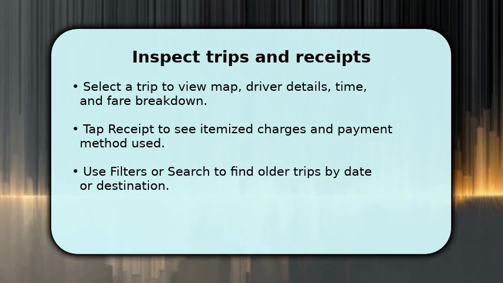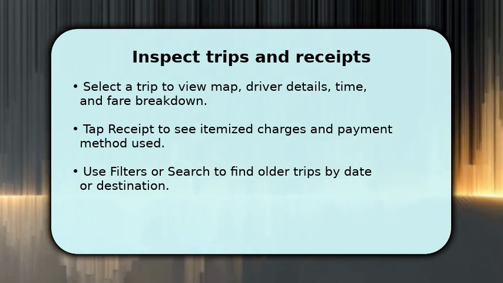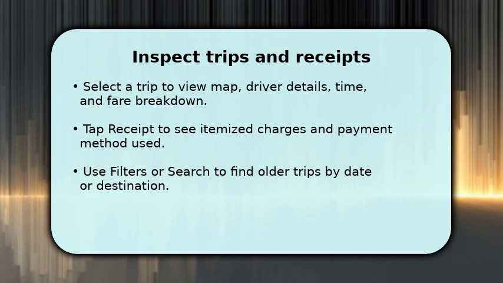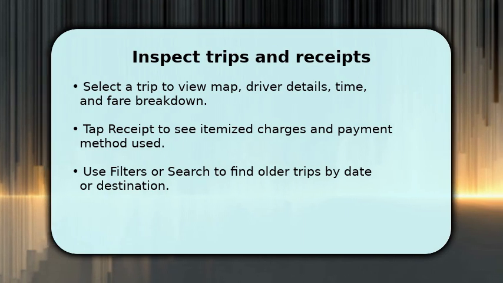Once done, tap Receipt to view itemized charges, tolls, tips, and the payment method. If you need older rides, use the search or date filters within your trips. Filtering by month or address narrows results quickly and prevents scrolling through hundreds of entries.